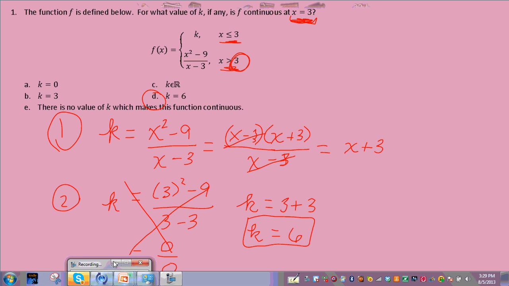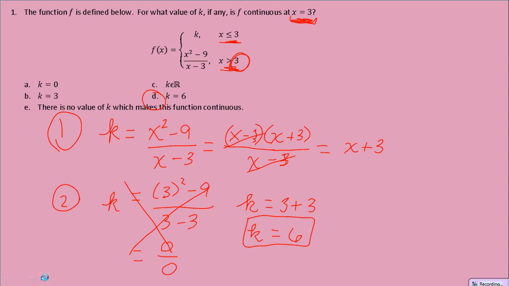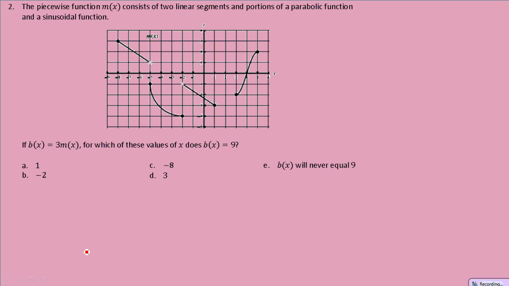Okay, let's go on to question 2. The piecewise function m of x consists of 2 linear segments, which would be right here, and right here is the other one, and portions of a parabolic function. So here's part of a parabolic function, and then the sinusoidal function is the other part, which you see right here. But that's not really important. They're just throwing that in there to confuse you. You really don't need to know that.